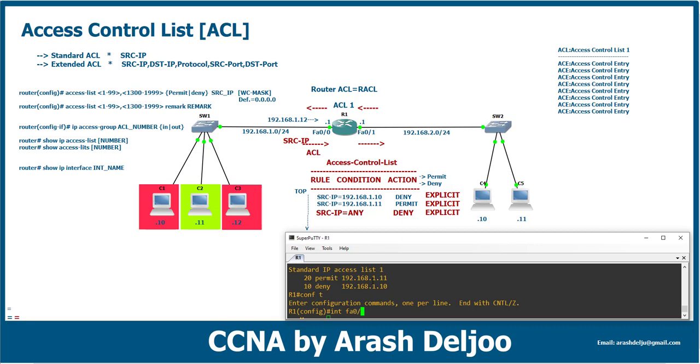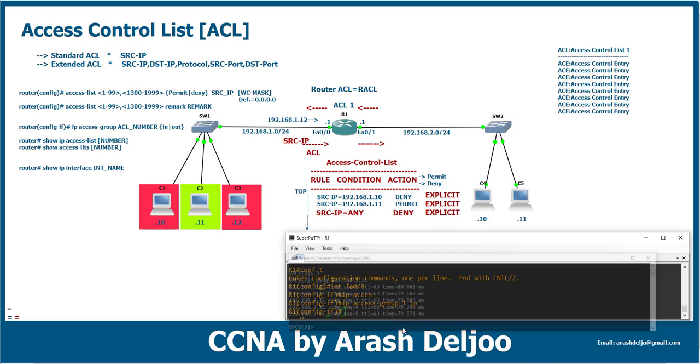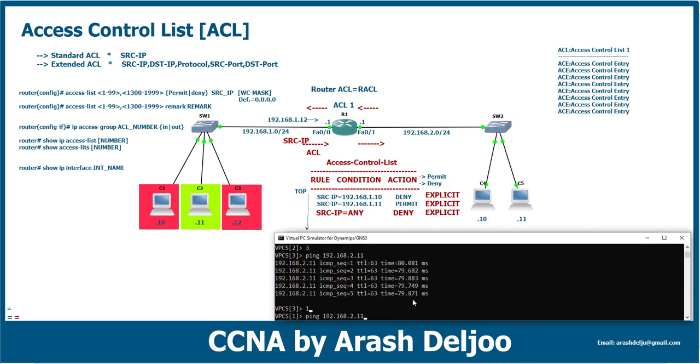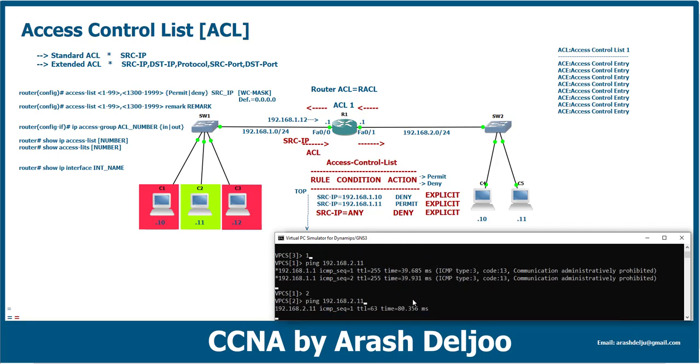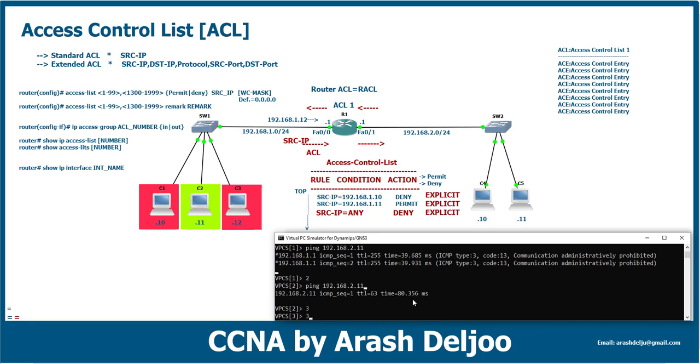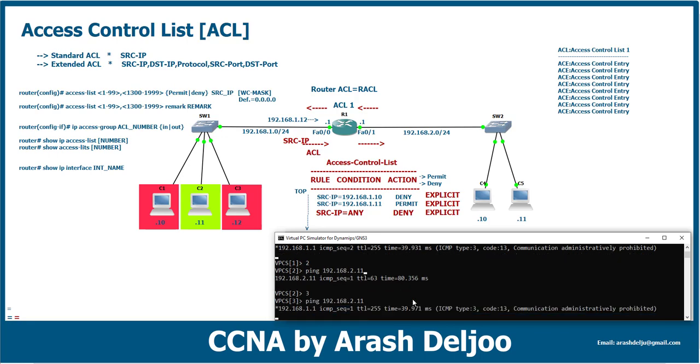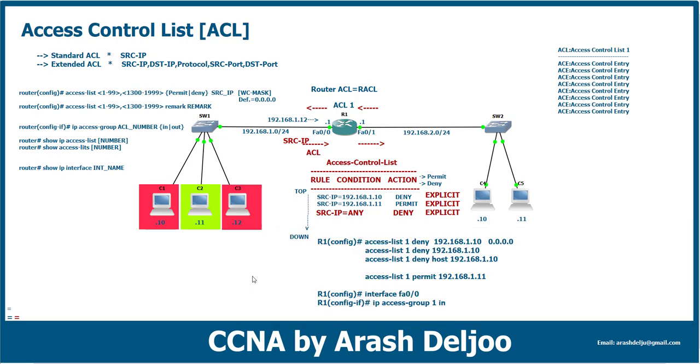Interface FastEthernet 0/0, ip access-group 1 in. Again, if you try from computer 1, you can see that we don't have connectivity. From computer 2 we have connectivity, and from computer 3, implicitly, again we don't have connectivity. Okay, this is a simple access list, or simple standard ACL.